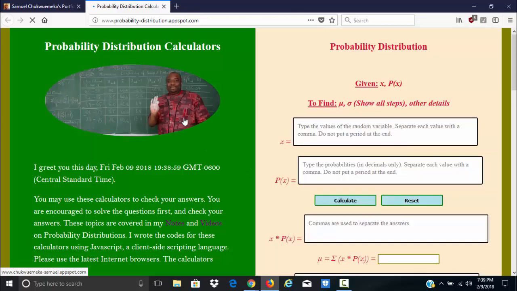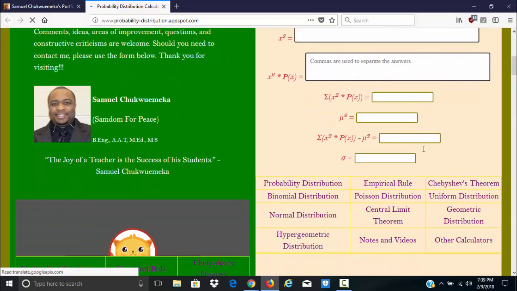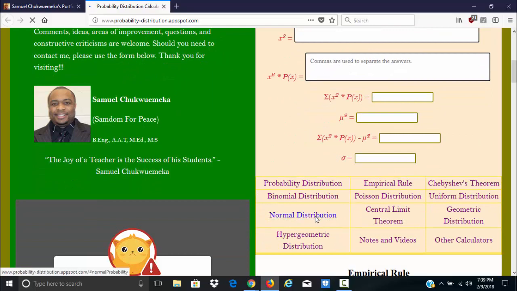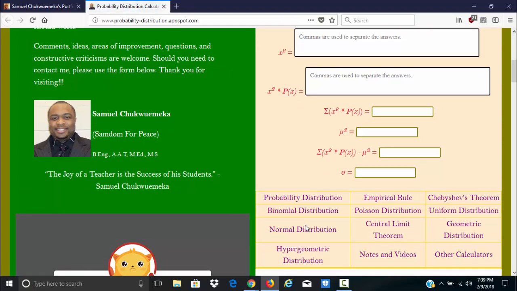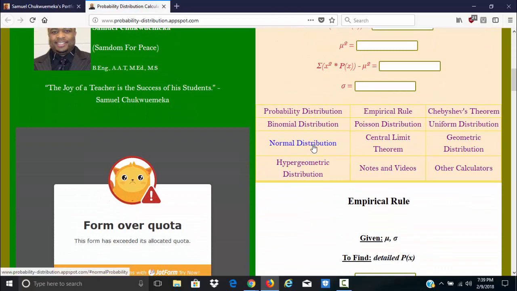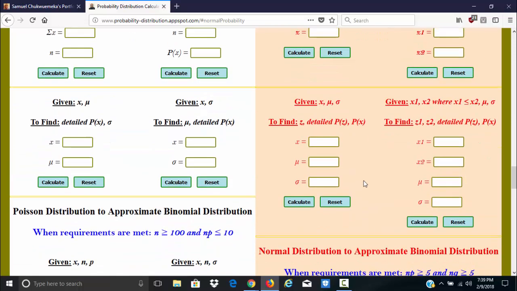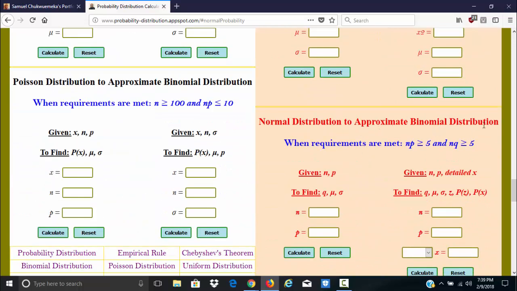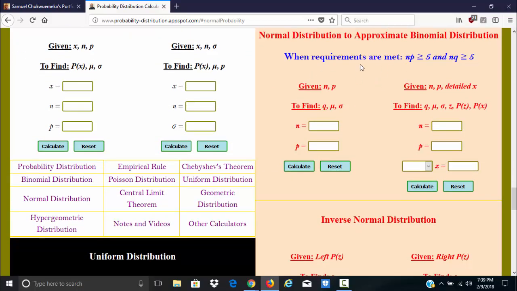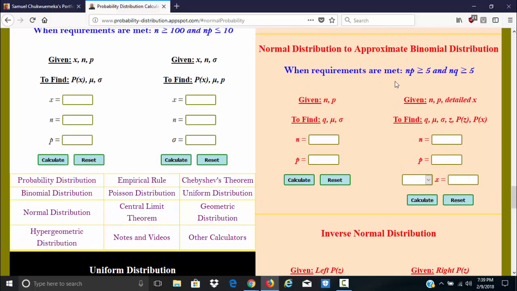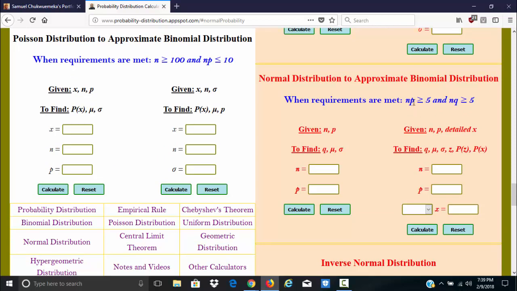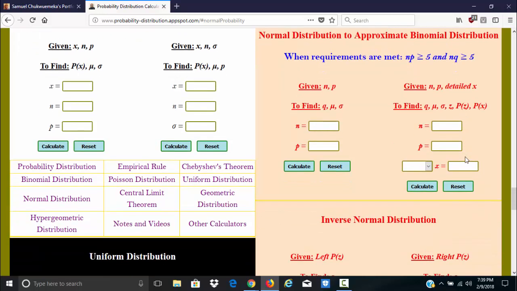And then here I will look for normal distribution. So we're going to look for normal distribution to approximate binomial distribution. And these are the requirements here. NP, n times p, should be greater than or equal to 5, and n times q should be greater than or equal to 5.